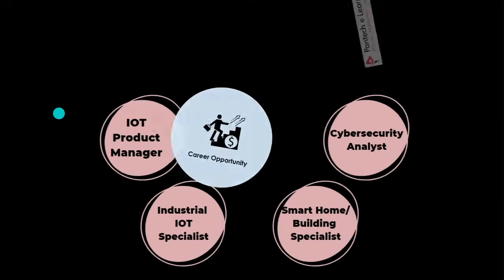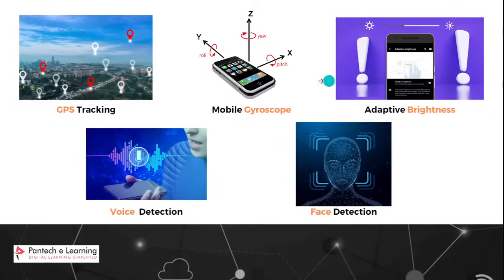Now, let us dive into the topics about IoT. First, look at our mobile phone. Our mobile phone has GPS tracking, a gyroscope, adaptive brightness, which is adjusted according to the light falling on it, right? And coming to voice recognition and also face detection to identify the user. So these are a lot of features that come pre-built on the phone.